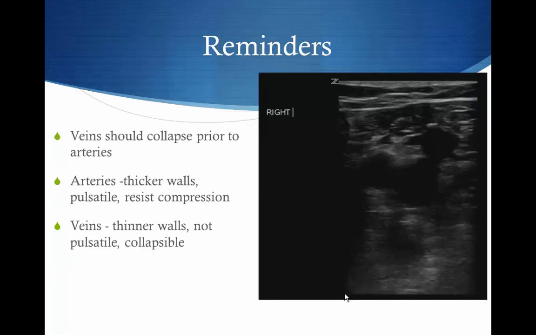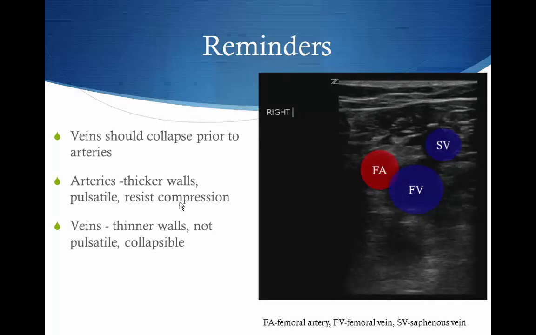So here's what this anatomy looks like. So just a couple of reminders of veins versus arteries. Remember, veins should collapse before arteries do. Arteries have thicker walls. They usually pulse. Hopefully they pulse. And they resist compression. You can compress them if you press hard enough, but usually the veins should collapse well before the arteries do. And then the veins have thinner walls. They don't pulse in the same fashion that arteries do, and they should collapse. So just some reminders of this anatomy.